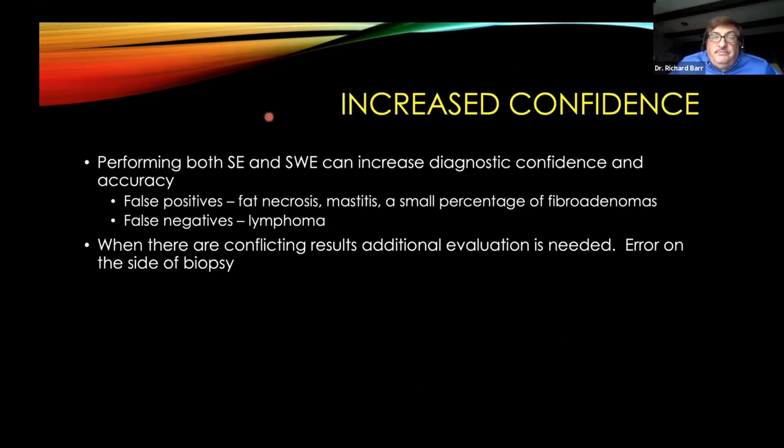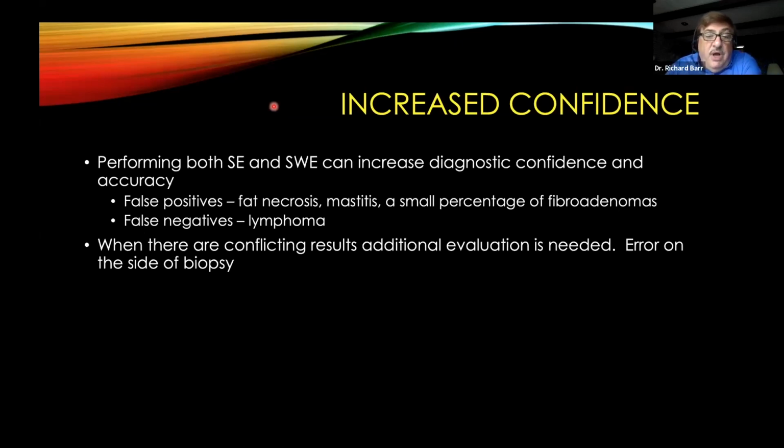So again, we have strain and shear wave on the EPIC system, and we really like to do both because the problems that we have with strain, which are usually benign lesions surrounded by glandular tissue, are easy to identify on shear wave, and those blue cancers on shear wave are easy to define on strain. So the problems of one are solved by the other, and doing both really can increase our diagnostic confidence and accuracy.